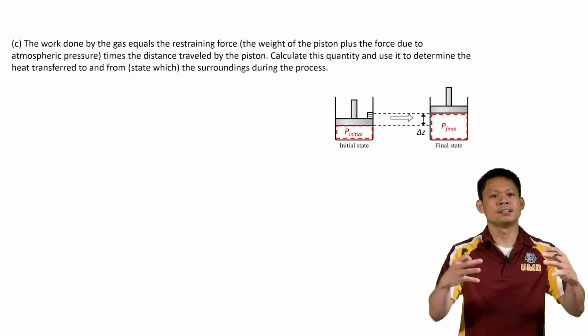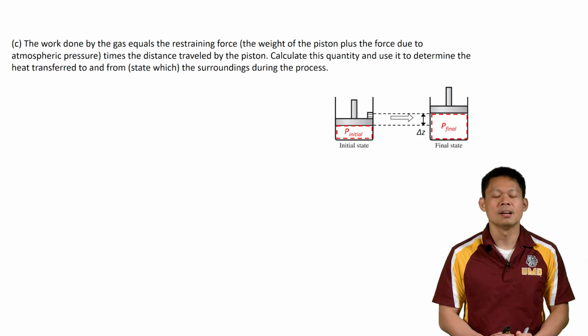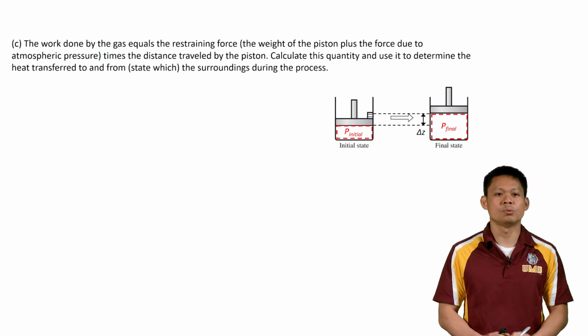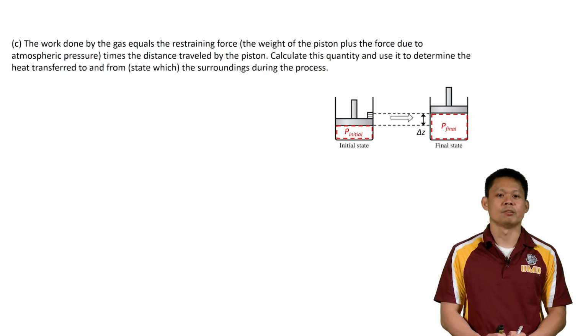So how much work is done by this gas? It is equal to the force multiplied by the distance moved by this piston. We want to calculate this quantity to determine the heat transfer to or from the system during the process, essentially using our overall energy balance that we have from part B.